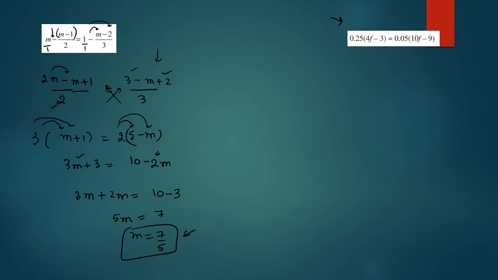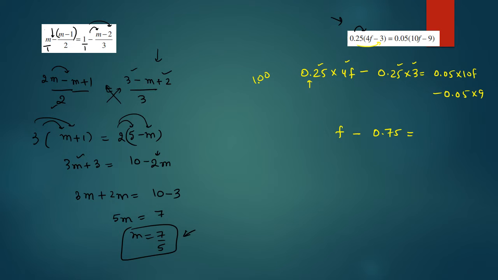Let's try with some decimal questions also. So again, because the bracket is there, you have to distribute this 0.25 to all over the question, the part. So it becomes 0.25 multiply 4f, then minus 0.25 multiply 3, here 0.05 multiply 10f, minus 0.05 multiply 9. 25 4s is 100, and you have to place this decimal before 2 digits, so 1, so it becomes only 1f, then 25 3s are 75, so 0.75.